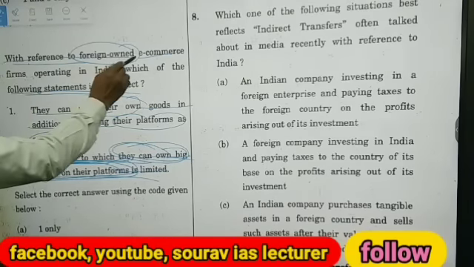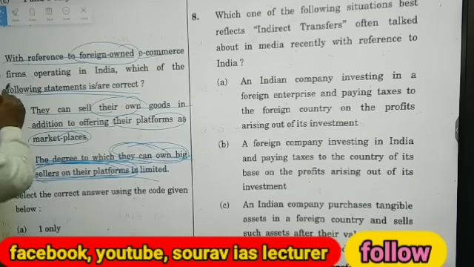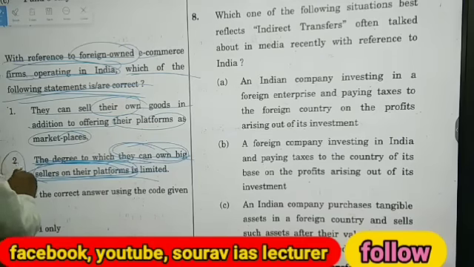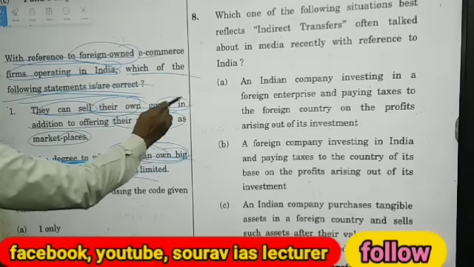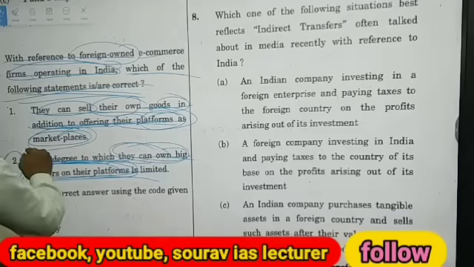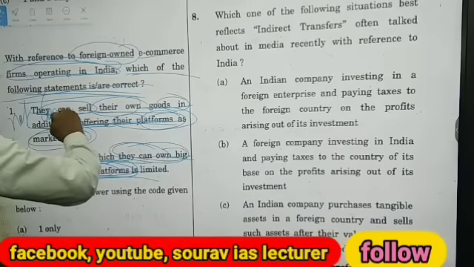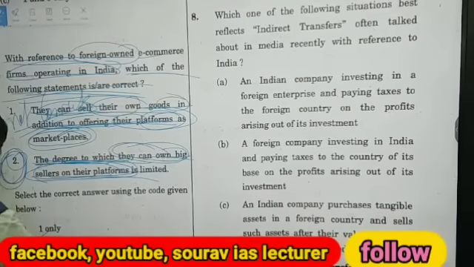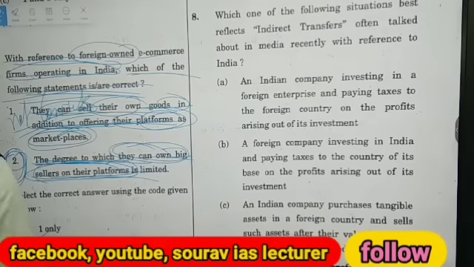The degree to which they can own big sellers on their platform is limited. With reference to foreign-owned e-commerce firms operating in India, which of the following statements is correct? The answer is 2. Note, they can sell their own goods in addition to offering a platform and marketplace. That is not correct. The correct answer is B.